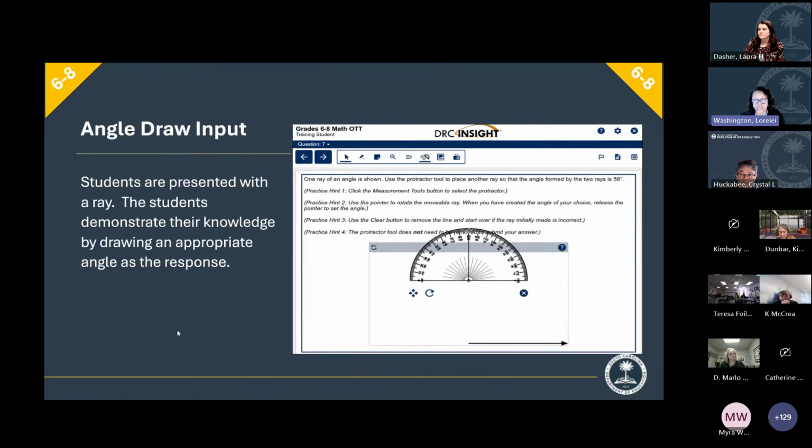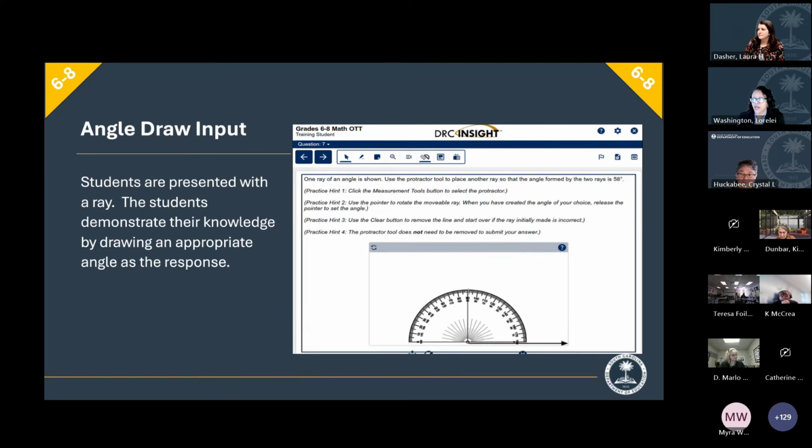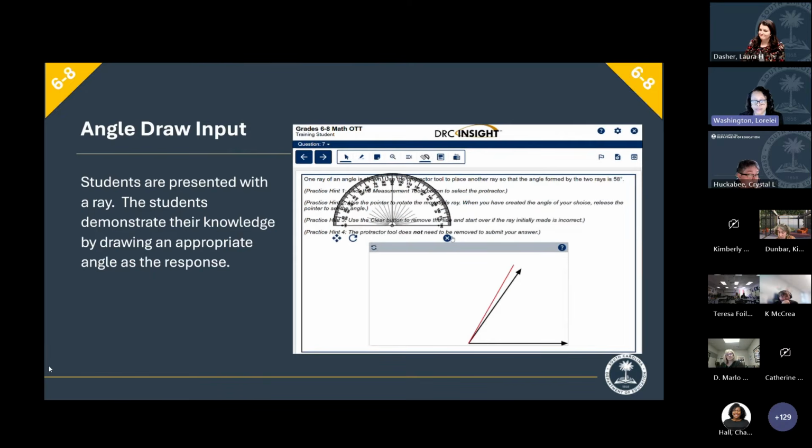All right, so if you notice here, the protractor was pulled down so that we could measure that angle. The student will measure and select the measurement that they choose. Once they click down in that response area, that angle will snap to the measurement they chose. So that is the angle draw input item type.